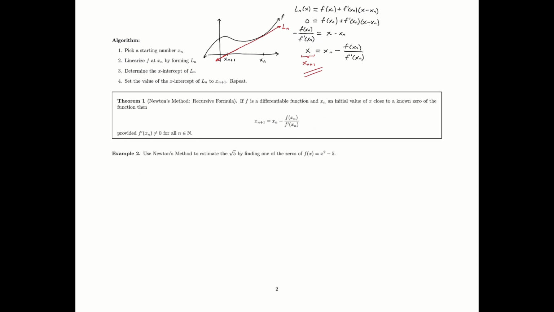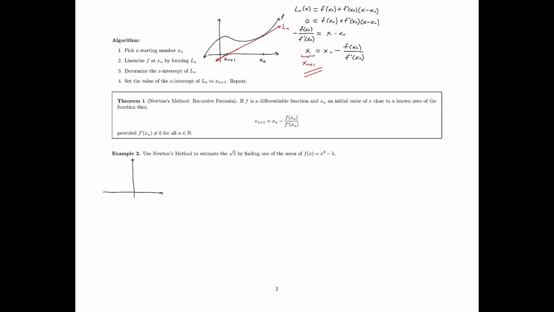All right, let's put this into action with example 2. So example 2, we are going to use Newton's method to estimate the square root of 5 by finding one of the zeros of x squared minus 5. So let's just get a graph of this. Not that we need it, but sometimes the graph can give us a little bit more of an intuition before we start working with things.